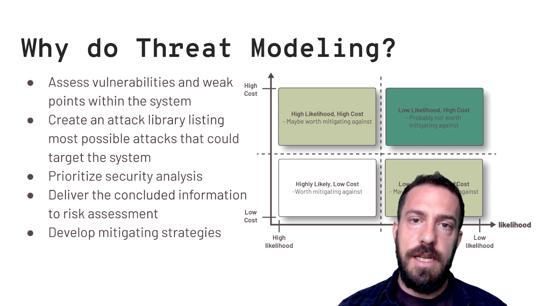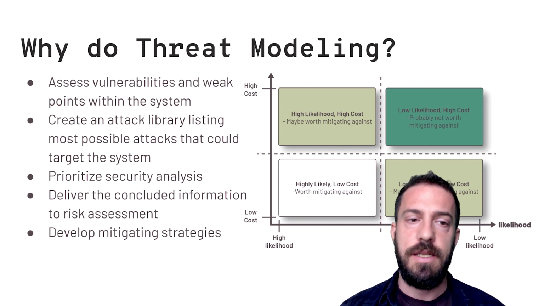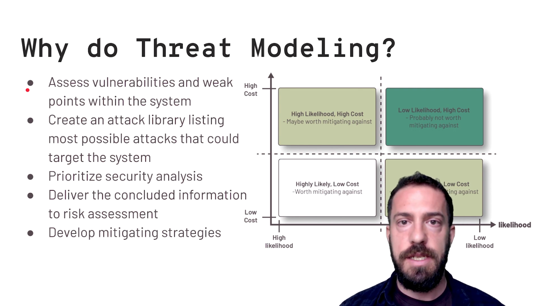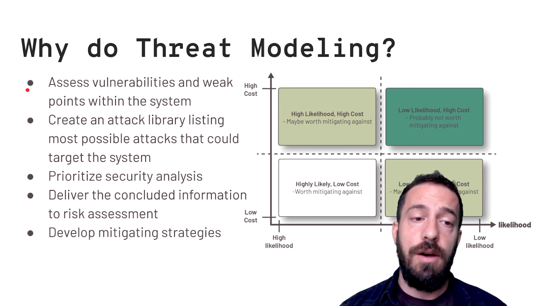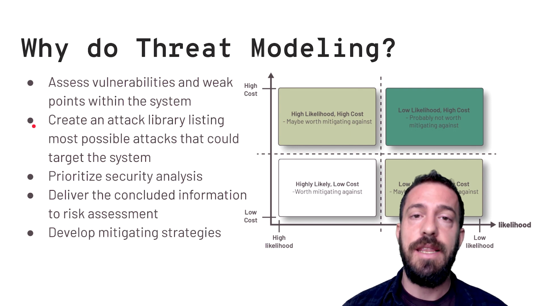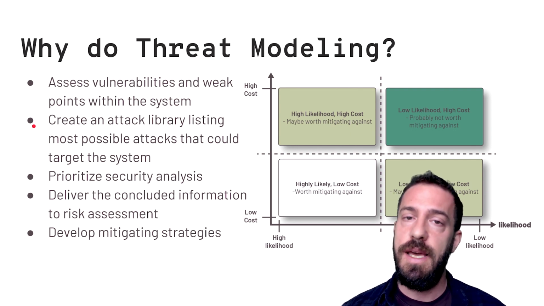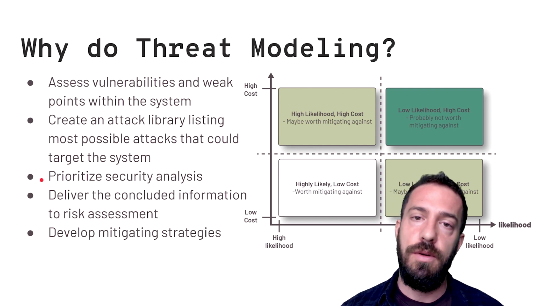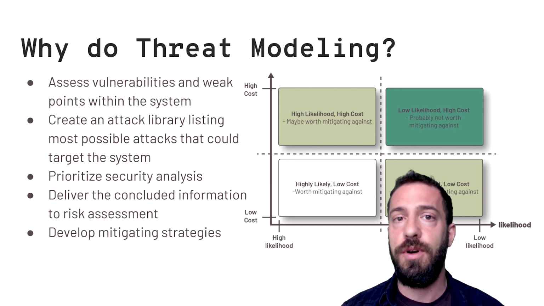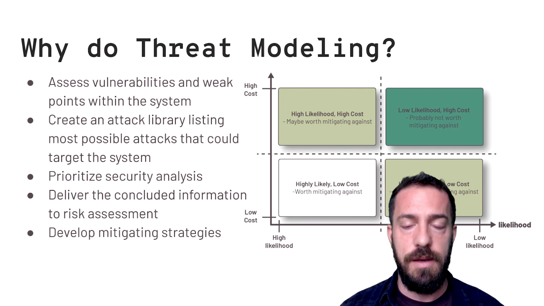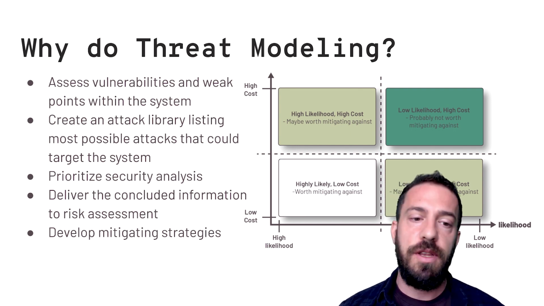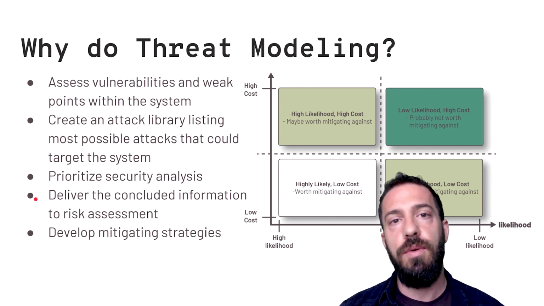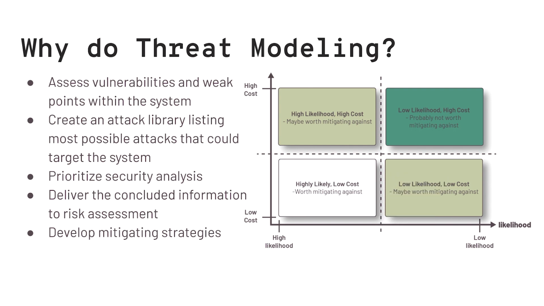Threat modeling is an essential component of an appropriate cybersecurity strategy. Threat modeling allows you to assess vulnerabilities and find weak points within the system. It also allows you to create an attack library listing the most possible attacks that would target the system, and that allows you to prioritize the security analysis and make sure you target the most important parts of the system and your security strategy. And once you do the threat modeling, you can deliver the concrete information to risk assessment, and then this can be followed by developing mitigating strategies.